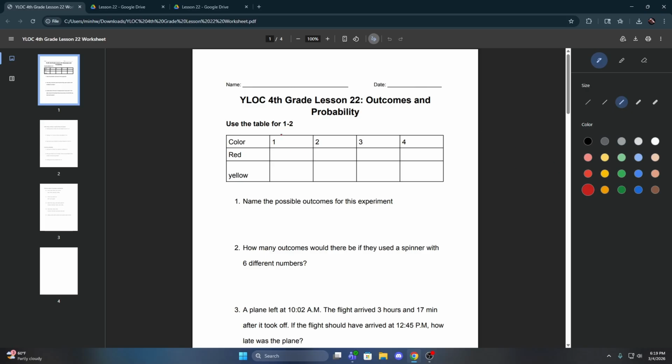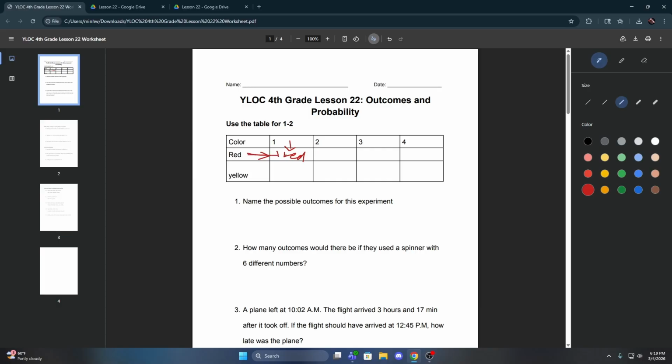Use the tables for 1 and 2. Name the possible outcomes for this experiment. So here, this is a test of probability. The way you read these types of tables is you look at the horizontal and the vertical, and you combine them into squares. So here, red and 1 will come together to say 1 red, right? So that's one of the outcomes.